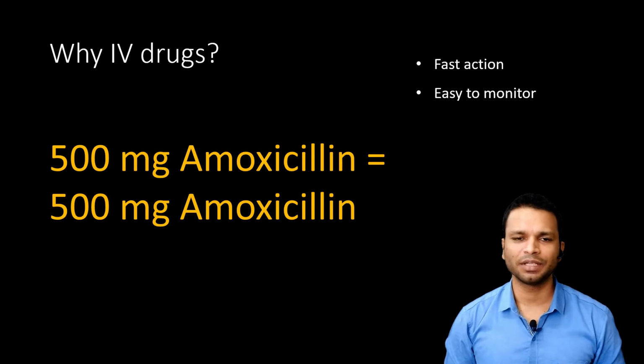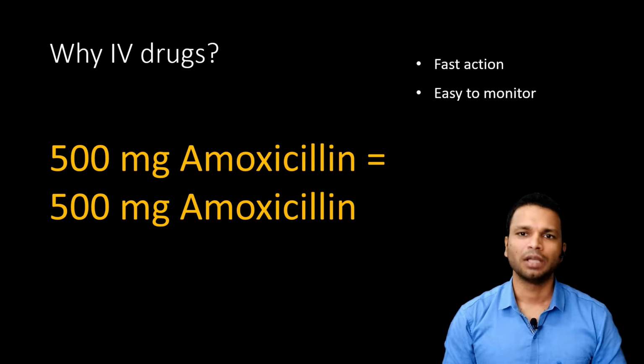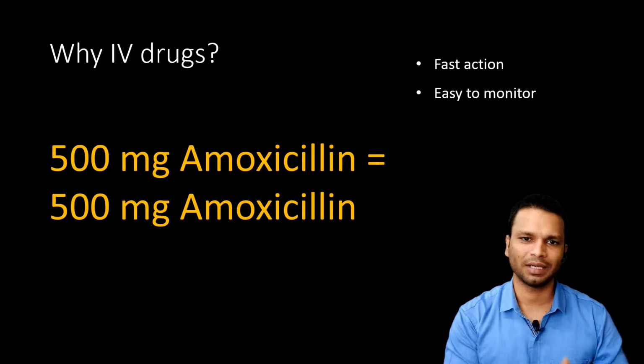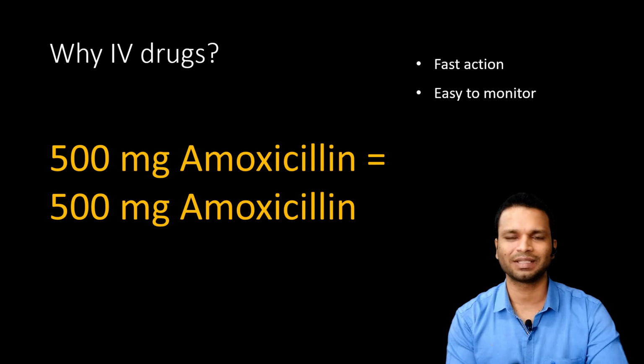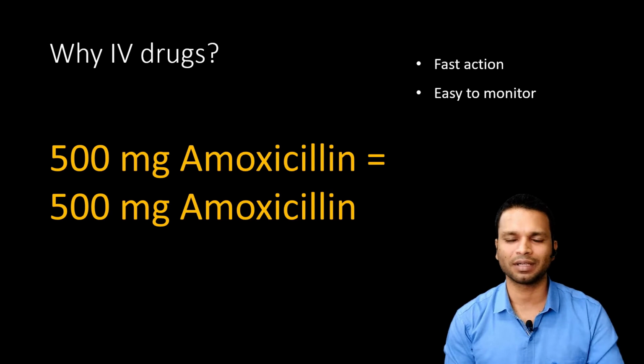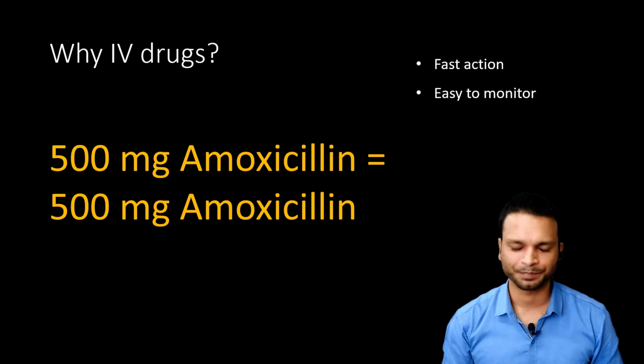Whereas with IV administration, the moment we give IV, it is there in the blood. The amount of drug molecules that you administer in the blood is the amount of molecules that reach the peak plasma concentration. So you know exactly how much drug is going into the blood because that is the amount you are administering directly into the blood.